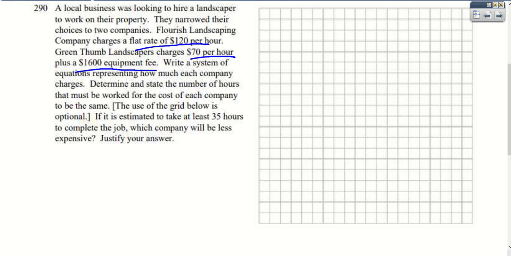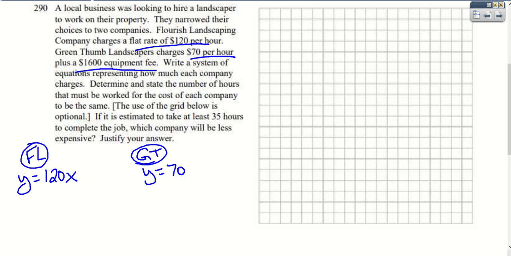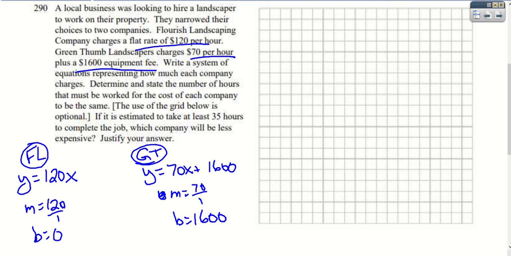So the first company, let's say we do Flourishing. Y is going to be your cost, and that's equal to, and this is a flat rate, so it's 120 times hours, so it's just 120x. And then the Green Thumb: y, the cost, is equal to $70 per hour plus a $1,600 fee. So we know our slope here is 120 over 1, and our y-intercept is 0. For the other one, our slope is 70 over 1, and our y-intercept is 1,600.